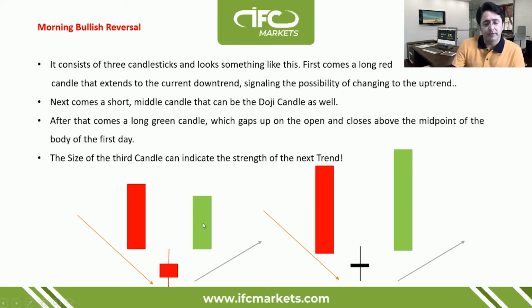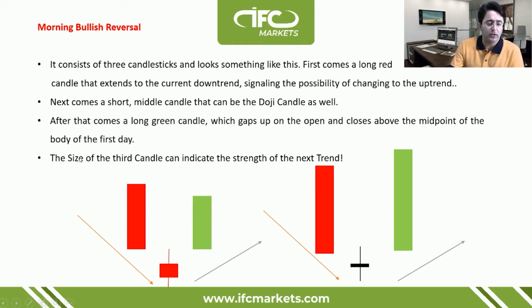The third one is a bullish candle that usually should close at least above the 50% or middle line of the bearish candle. So if this is our bearish candle, the middle line of this bearish candle is here. The bullish candle that is going higher should close at least above that middle line of your bearish candle. In this kind of pattern, the third candle tells us the power of the next possible trend.